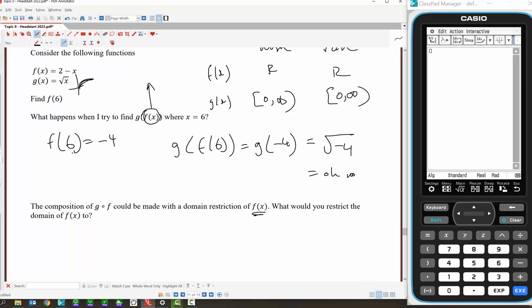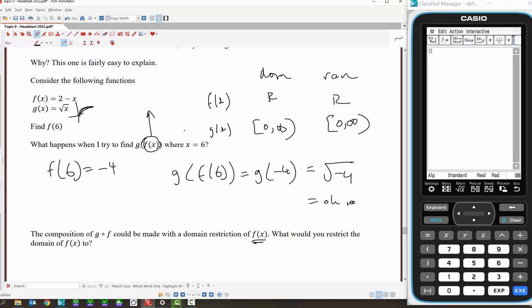All right. So currently the domain of f of x is all real numbers, right? Now what we want is, for this composition to work, we want the range not to be all real numbers, we want it to be 0 to positive infinity, so that it fits within the domain of the outside function, the domain of g of x.